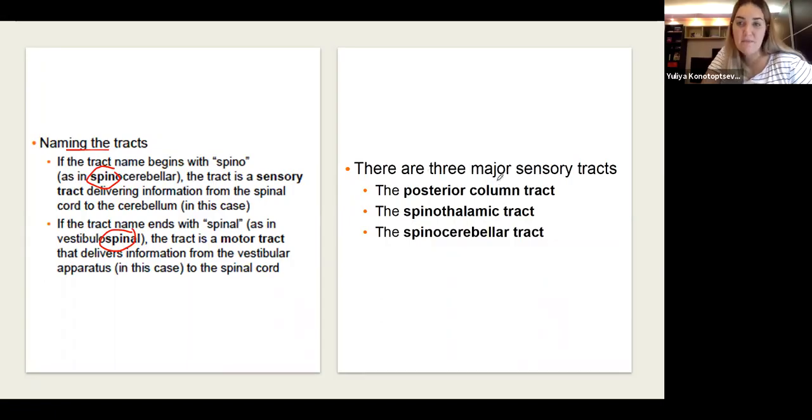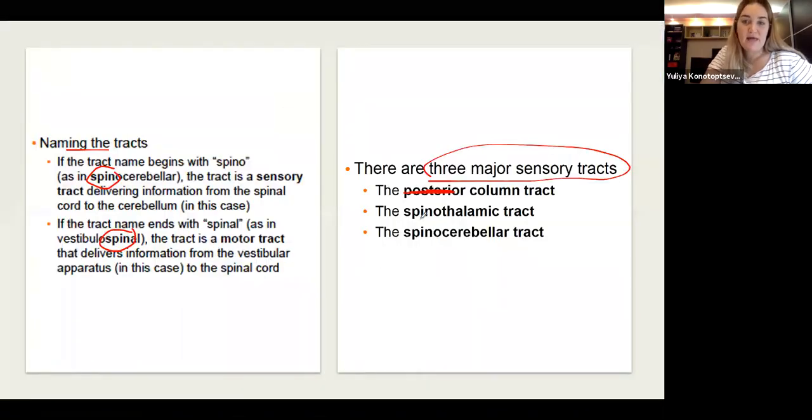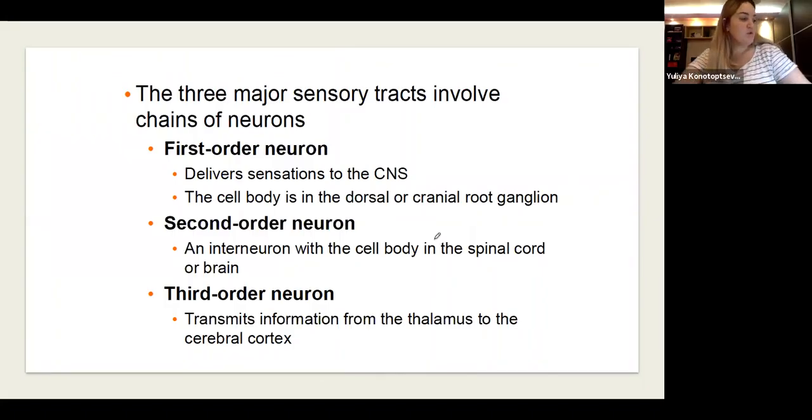There are 3 major sensory tracts. Dorsal column, right? So posterior or dorsal column. You remember it's the gracilis and cuneatus. Gracilis is more medial, cuneatus is more lateral. Spinothalamic and spinocerebellar tracts.